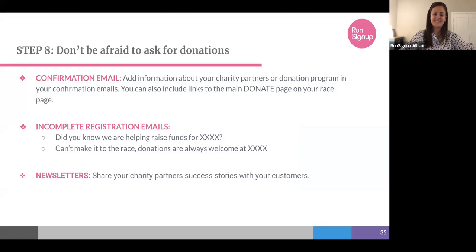The other advice is to not be afraid to ask for donations. So some of the ways that we recommend on our platform to do that are in the confirmation email. This goes out whenever anyone registers. You can include additional content about where they can donate. We have incomplete registration emails. Those are customizable automated emails. So if somebody starts signing up, but then they leave and drop out, you can encourage them to come back and sign up. And if they can't make the event, you can encourage them to donate. And then you can also do newsletters, of course.